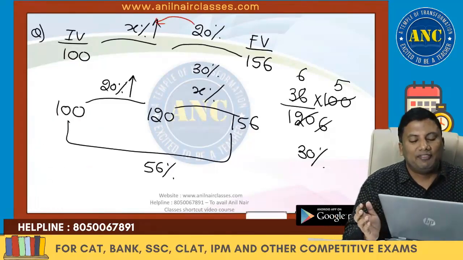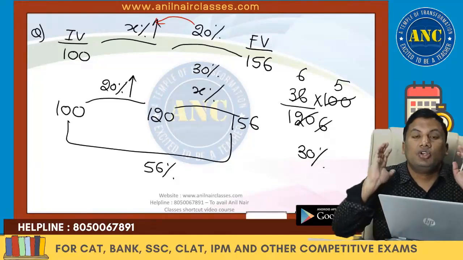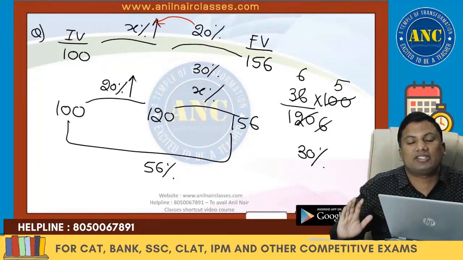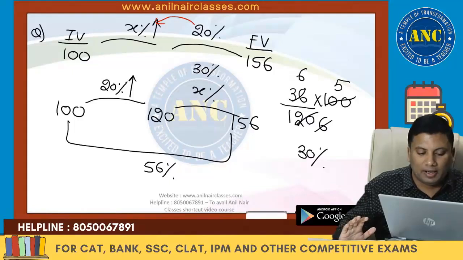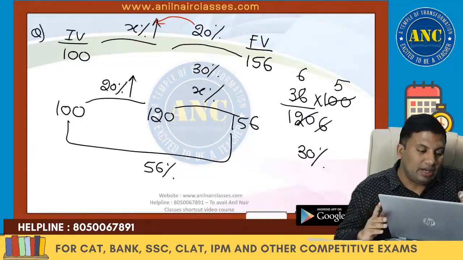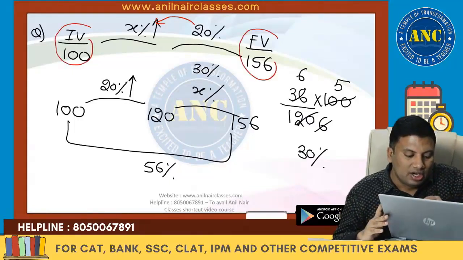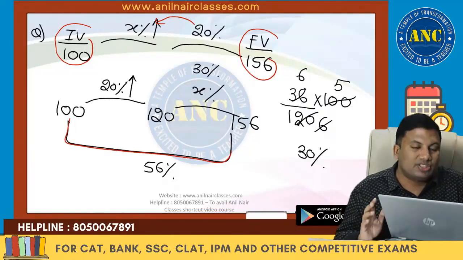Without using any formula, just by understanding the concept that if I interchange it, I will get the answer. You can interchange as many percentage changes as possible, right? To get the overall percentage change.